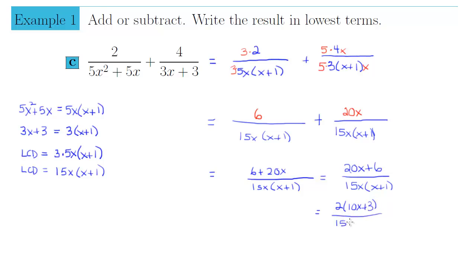Looking at that, with the numerator in factored form and the denominator in factored form, is there anything that you see that can cancel? The answer is no. 2 doesn't cancel with 15, 10x plus 3 does not appear anywhere down here, and x plus 1 doesn't appear up here. So that means that our rational expression is already reduced to lowest terms. We can answer 20x plus 6 over 15 times x plus 1, or we can write it in factored form in the numerator, 2 times 10x plus 3. That completes example 1c.